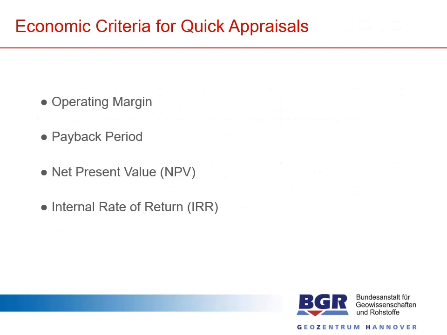So we now learned something about the estimation of operating costs and capital costs based on the life of mine, on waste to ore ratios, and on the mining method. But this is not the only decisive factor for a mine, because the economic criteria for quick appraisals are the operating margin, the payback period, the internal rate of return, and the net present value, which is usually applied to give a certain value to a mine.